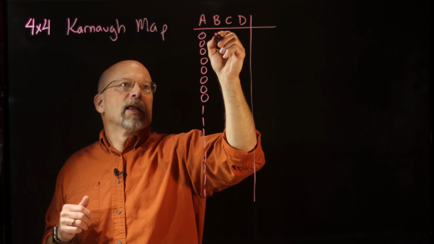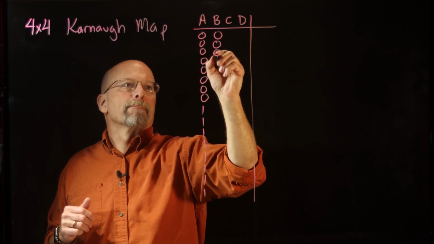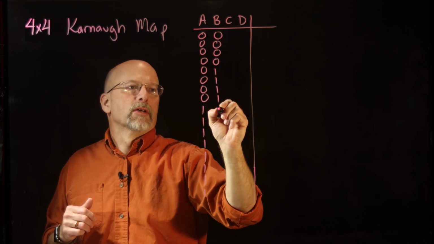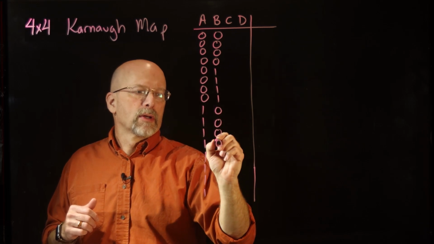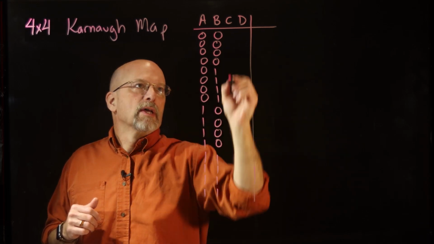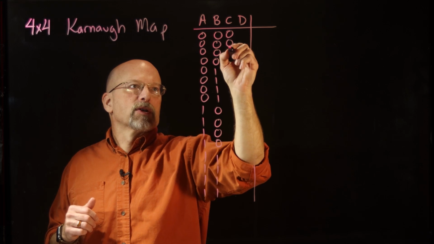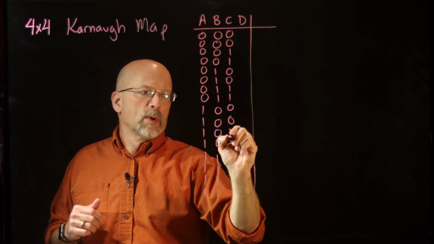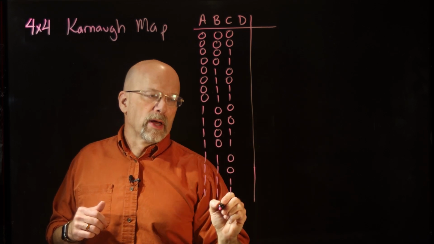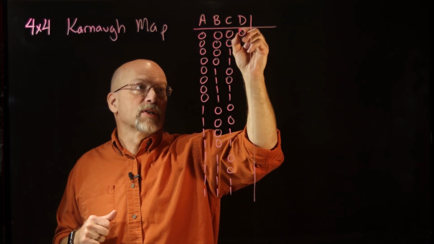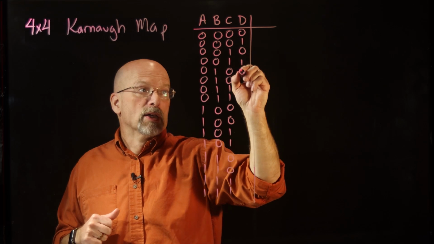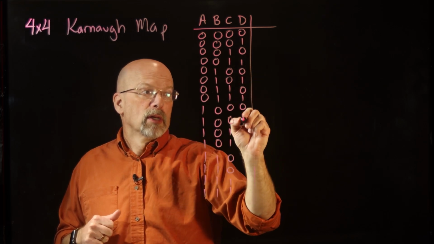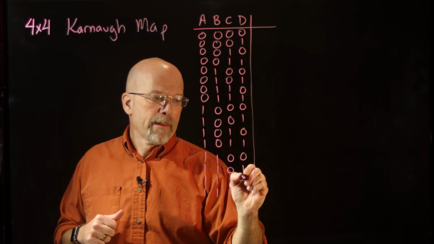Now, second column, 4 zeros, 4 1s, 4 zeros, 4 1s. Then the C column, 0, 0, 1, 1, 0, 0, 1, 1, 0, 0, 1, 1, 0, 0, 1, 1. And then the last column for D, we alternate 0, 1, 0, 1, 0, 1, 0, 1, all the way down.